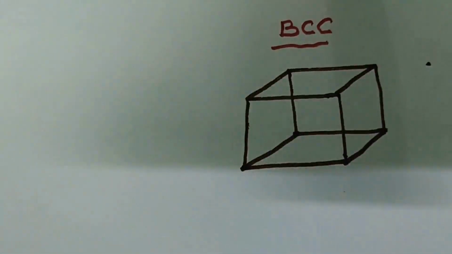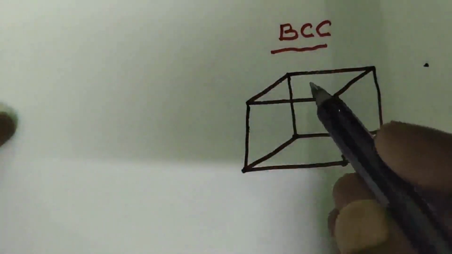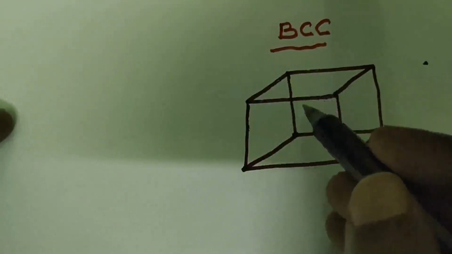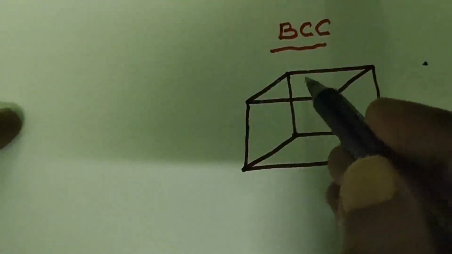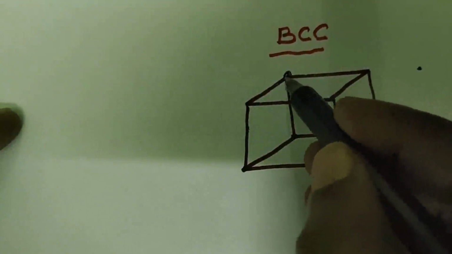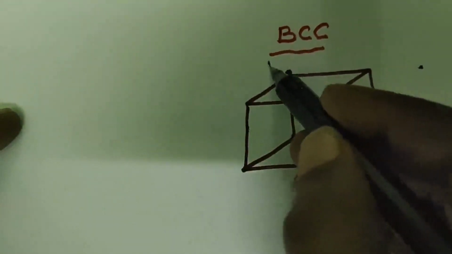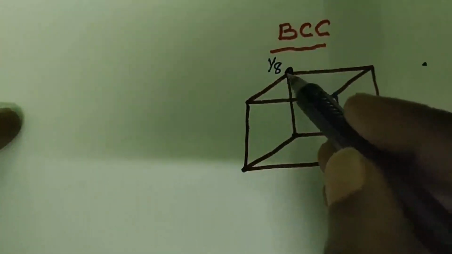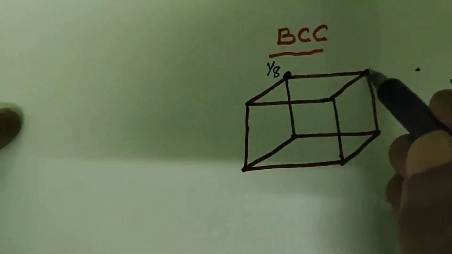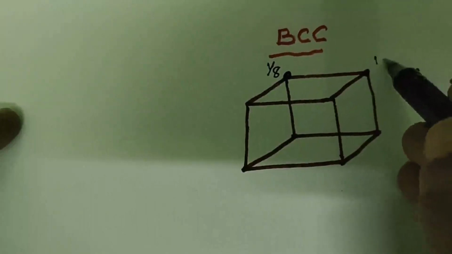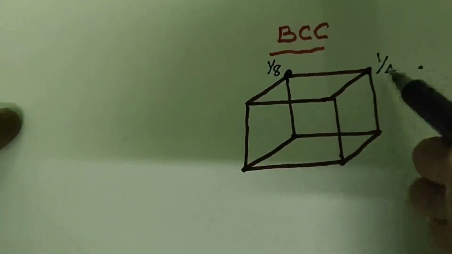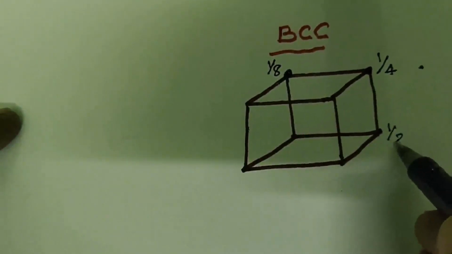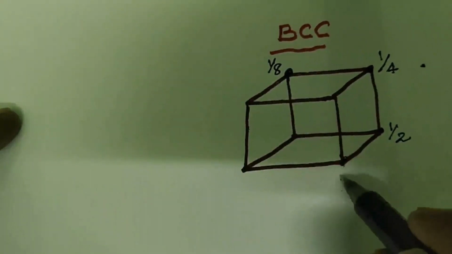So here one crystal is given. It contains 8 corners, 6 faces, 1 center, and 12 edges. This corner is taken as the first one, whose contribution is 1 by 8. From this, the nearest one is half that value, 1 by 4. The next nearest is 1 by 2. Here the contribution is 1.